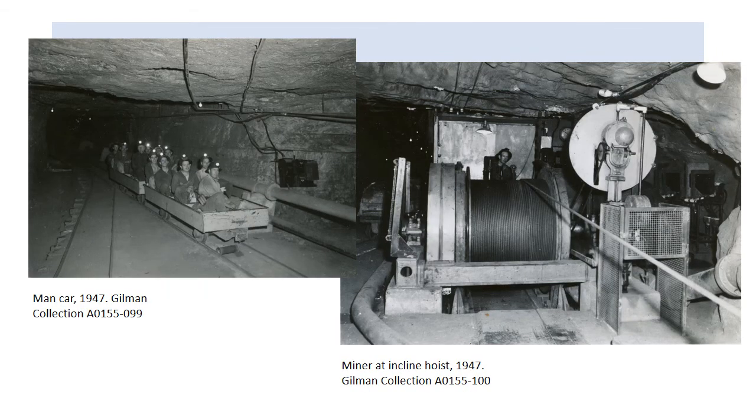Here are a couple more pictures underground. The first of a man car loaded with men going along the tunnel, and the second of a miner operating an incline hoist in 1947. And again, a number of the photos focus on the underground and mill plant equipment as a very important part of the history of mining in the Gilman district.